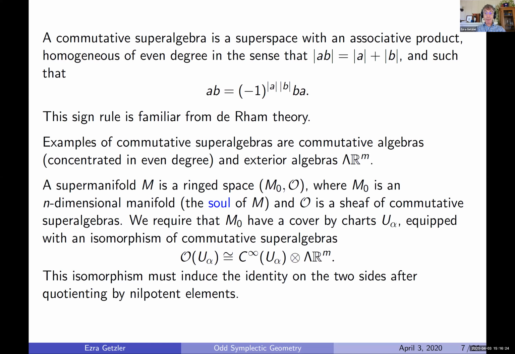So locally on the soul, the sheaf of rings decomposes into just smooth functions on some chart, tensored with an exterior algebra. Okay, so you see that you can actually recover the soul by taking the structure sheaf O and quotienting it by all the nilpotent elements. That just hands you back the sheaf of smooth functions on the manifold M0. Okay?